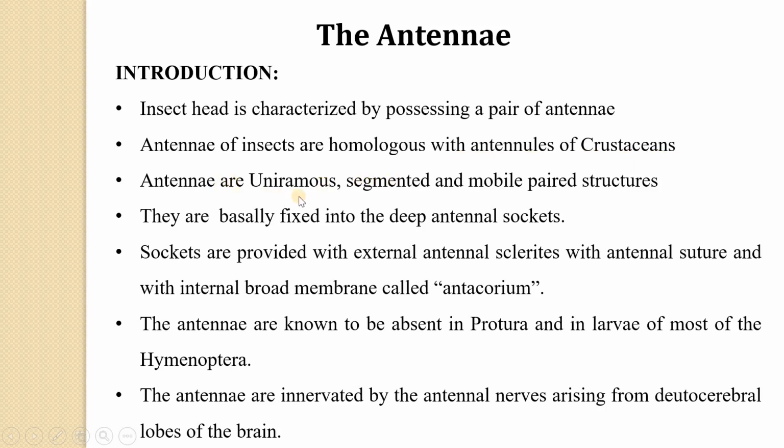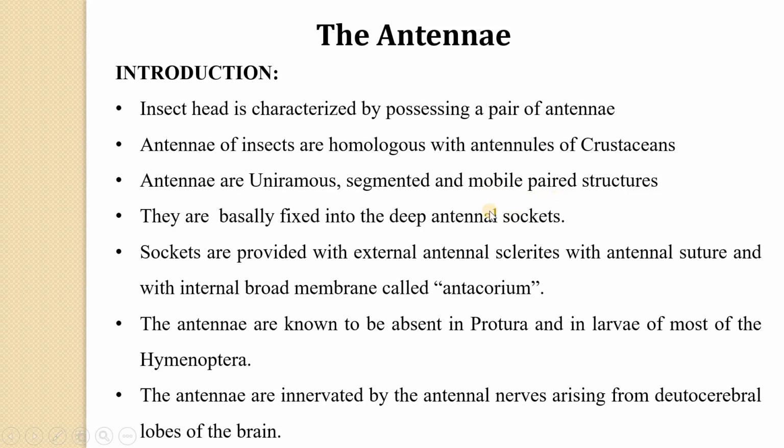Now antennae are uniramous, segmented and mobile paired structures. Uniramous means it has only a single terminal region, without any kind of branching. When the terminal portion of an appendage is bifurcated, we refer to this condition as biramous. But antennae are uniramous, segmented, which is the basic character again, and most importantly mobile and paired structures.